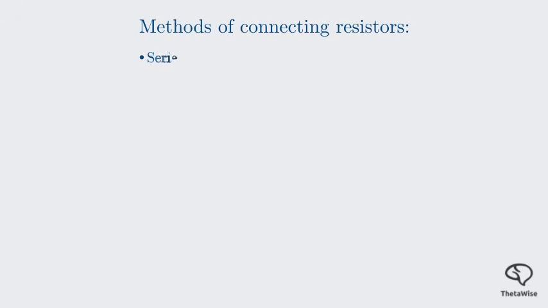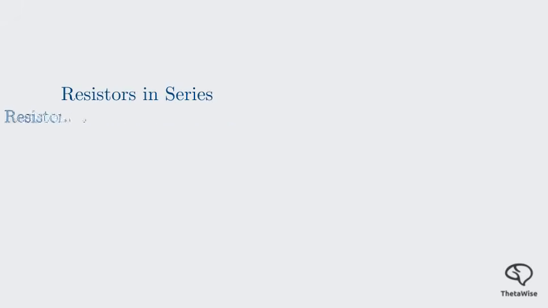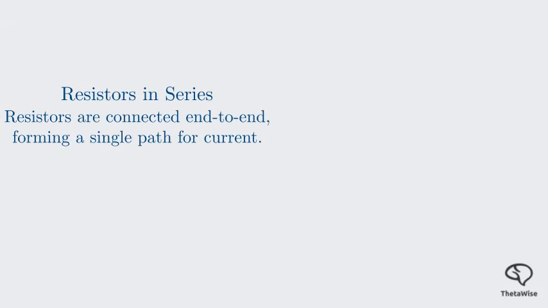There are three primary methods to connect resistors: in series, in parallel, or a combination of the two, called series parallel. Let's begin with the first type, resistors connected in series. Our first topic is resistors connected in series. In a series circuit, resistors are connected end to end, forming a single path for the current to flow. Let's look at a simple diagram showing three resistors in series with a battery.